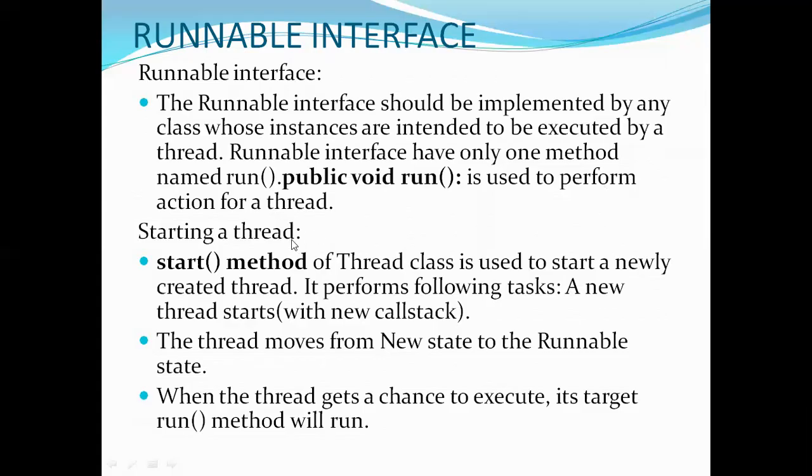What is starting of a thread? How does the thread start? A thread starts using the start method. The start method is used to start a new thread, and then the second life cycle state is the runnable state. That is, the thread moves from the start method to the runnable state. The third is the running state, the fourth is the non-runnable or blocked state, and the last one is the terminated state. That is, when the thread is executing, the run method will run.